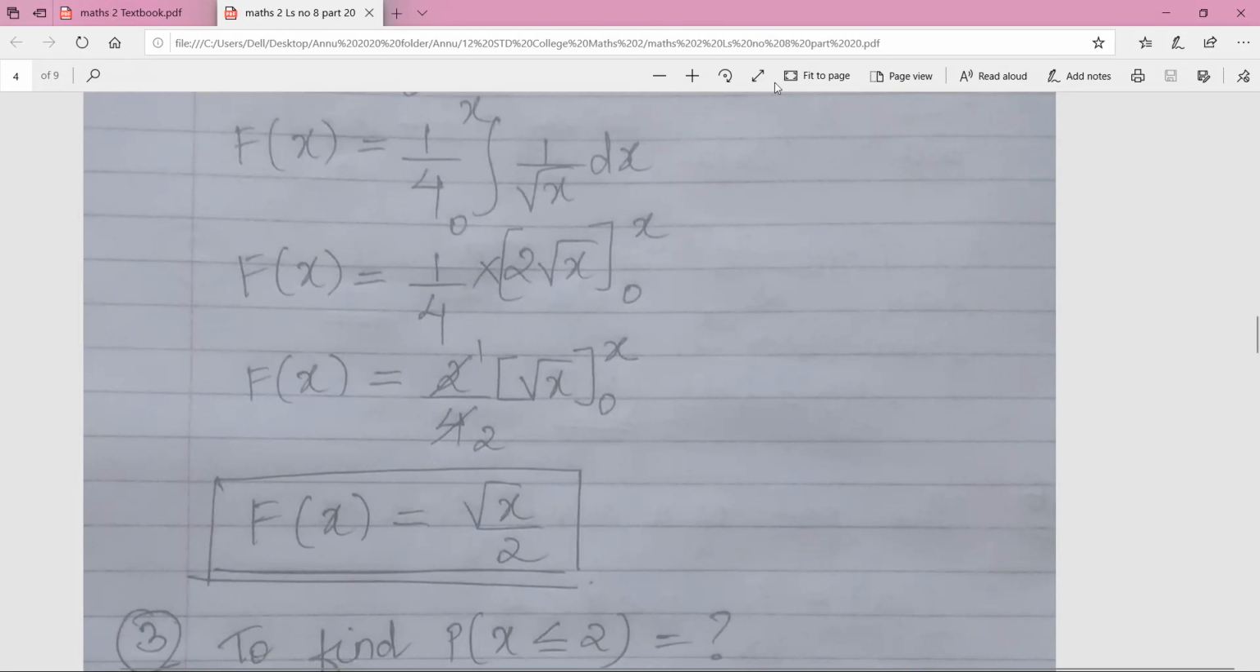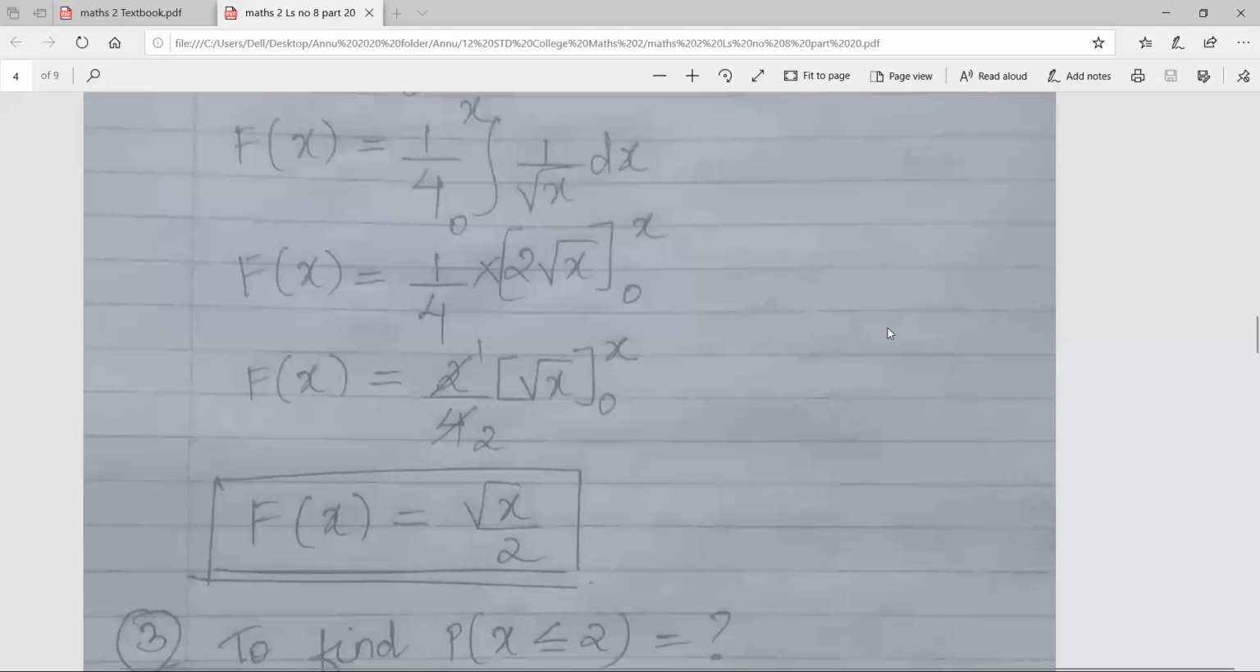So what is integration of 1 upon root x, class? It is nothing but 1 upon 4 into 2 root x from 0 to x. So I'll remove 2 outside, so this will become 2 upon 4 root x from 0 to x. So the function F of x, the CDF, gives me root x by 2. I hope you all are clear with the second stage as well.